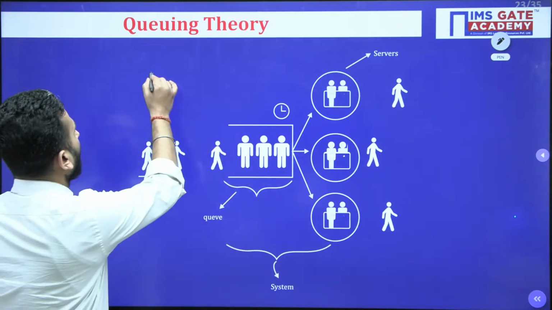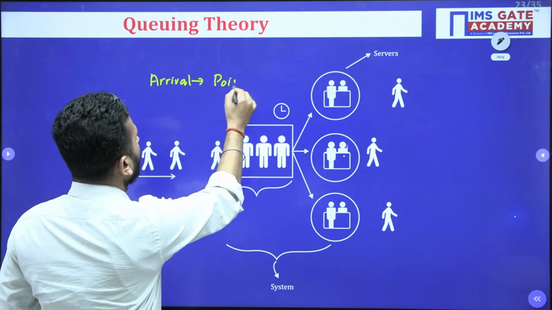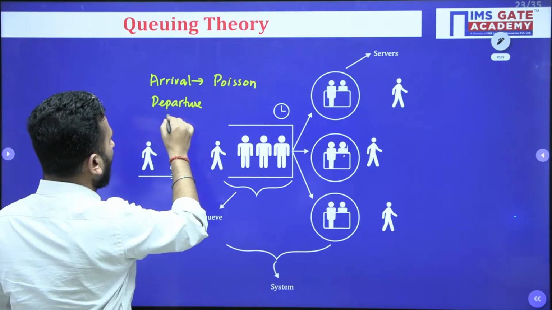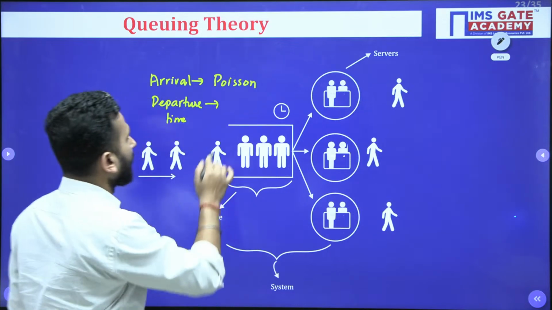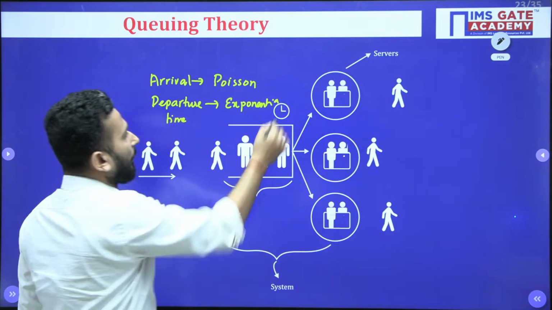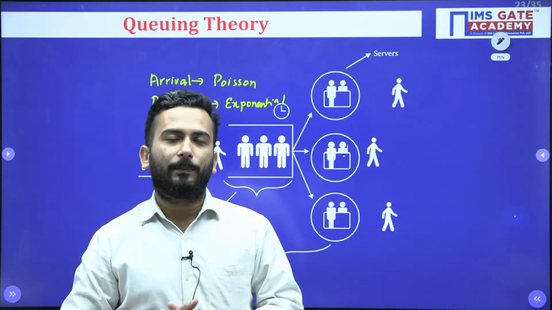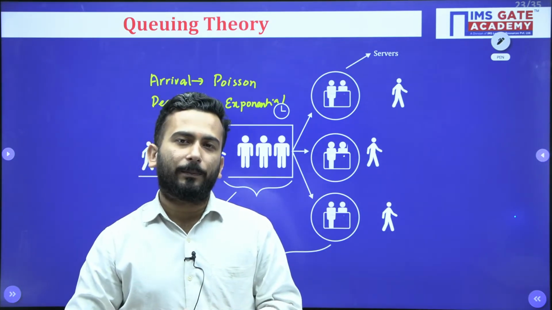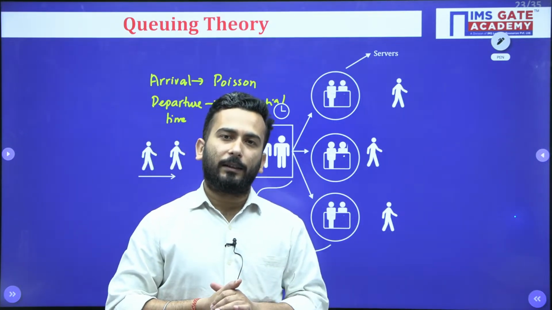I repeat, arrival follows Poisson distribution and departure time follows exponential distribution. I am saying departure time; all these things will be cleared in some time. My dear friends, if these two distributions are clear, then I can say 50% of your queuing theory you will feel very comfortable. I will be starting this discussion based on these distributions only.